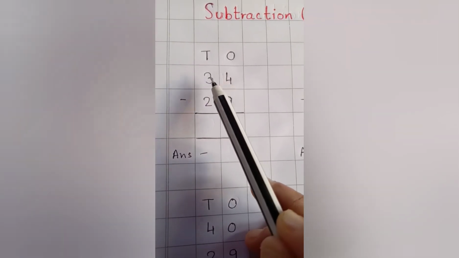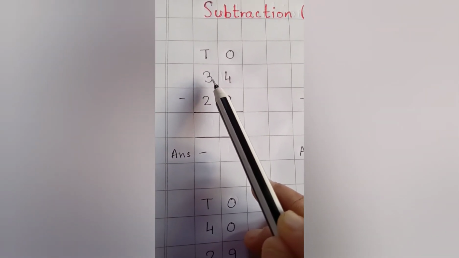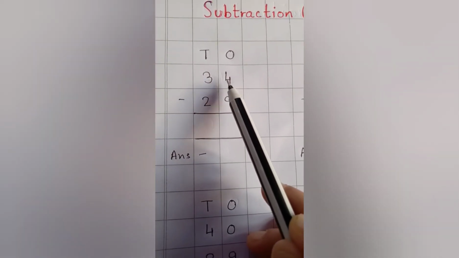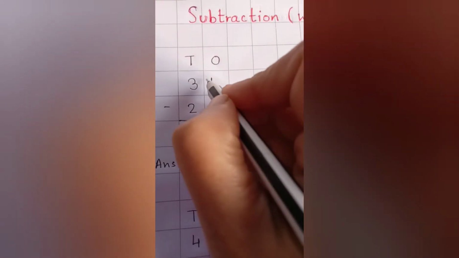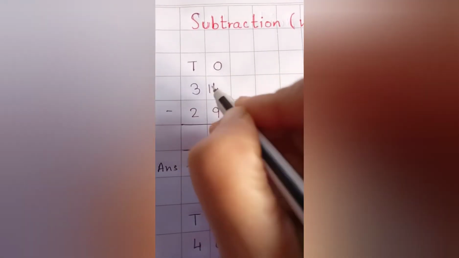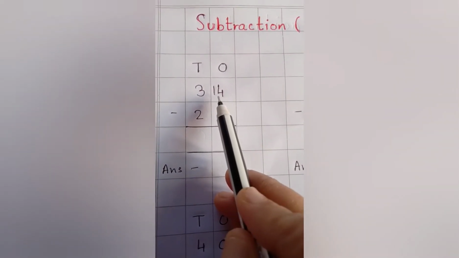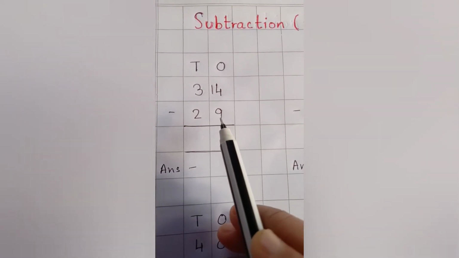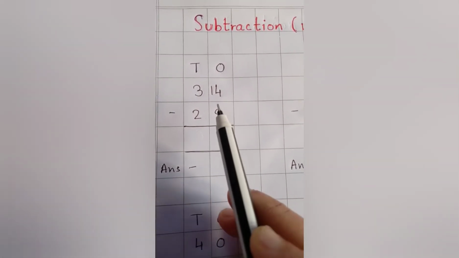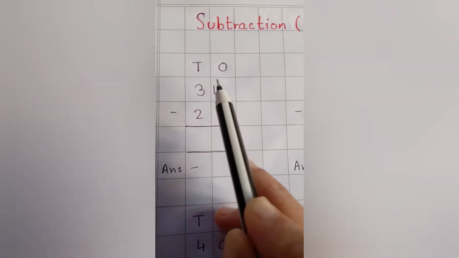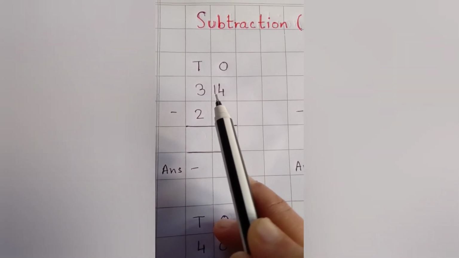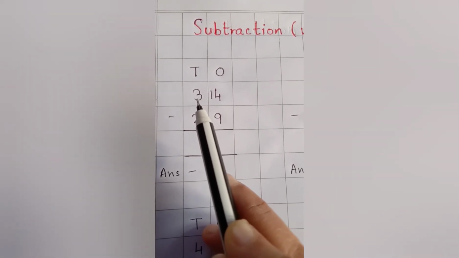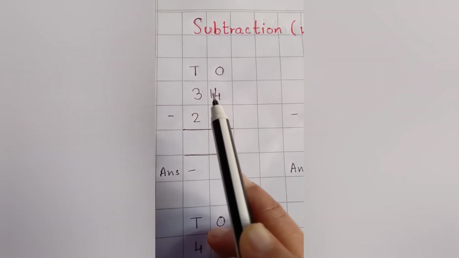We will borrow 1 from the number which is beside 4, that is number 3. So 3 will give 1 to 4 to make this 14. Now see, this number has become 14. From 14, now we can take 9. Right? So when we have made this 14, from where have we taken this 1? We have taken this 1 from 3. So from 3, 1 has gone here.